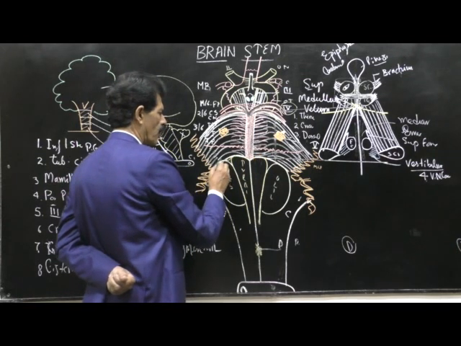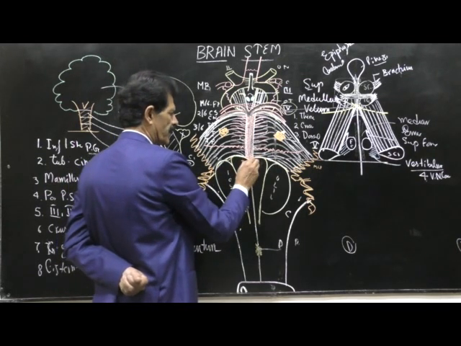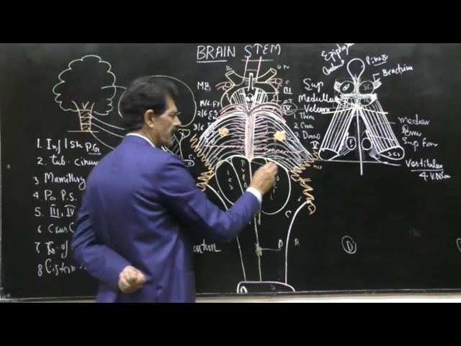The line where the pons and the medulla meet is called the pontomedullary junction. And the median part between the 2 pyramids is called the foramen caecum.